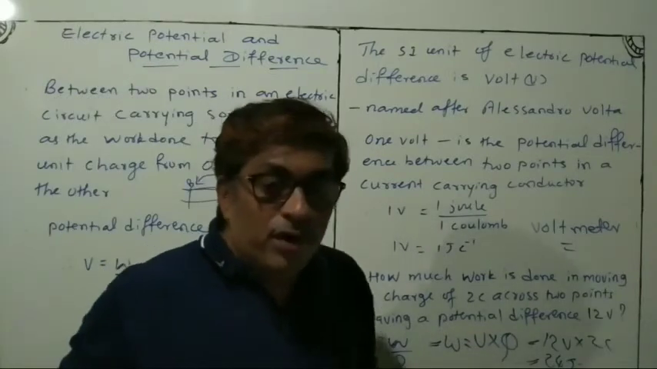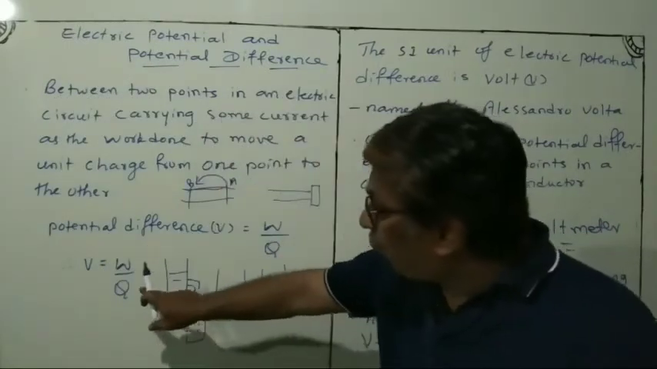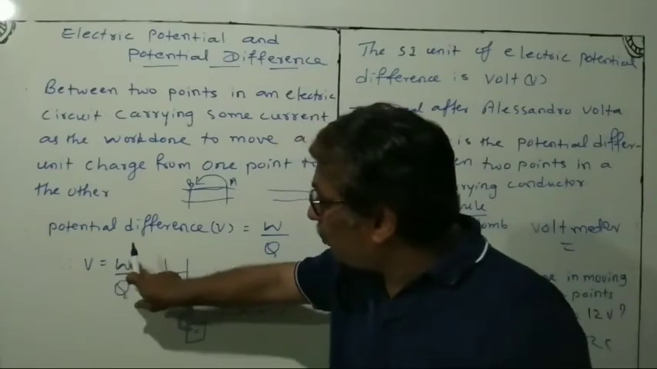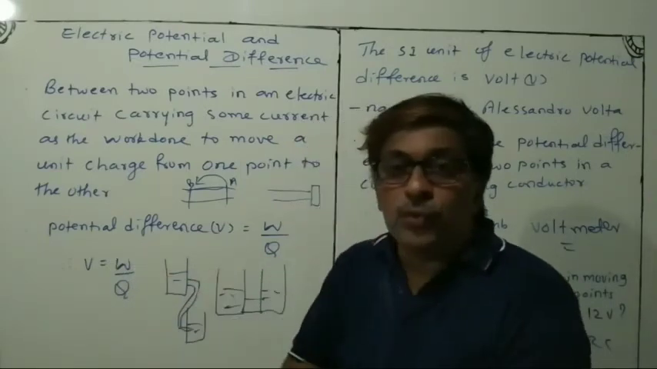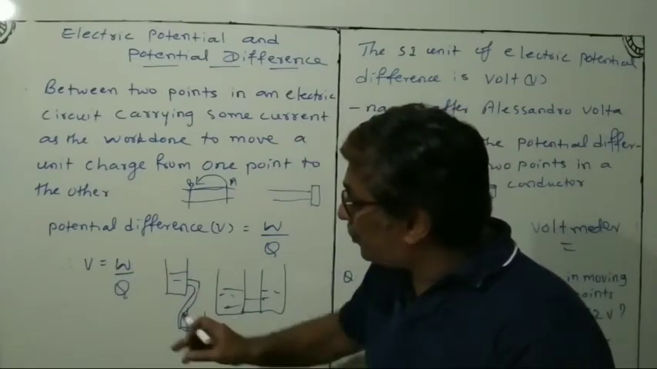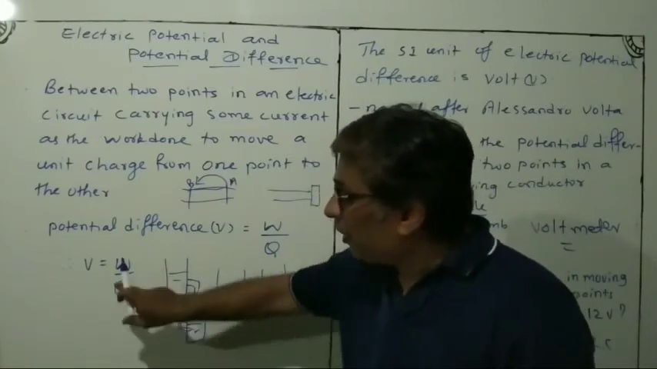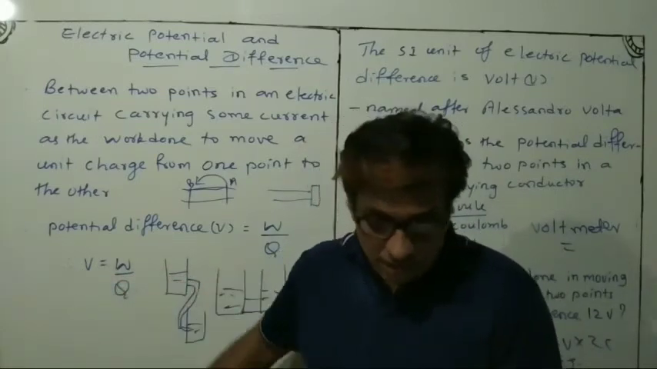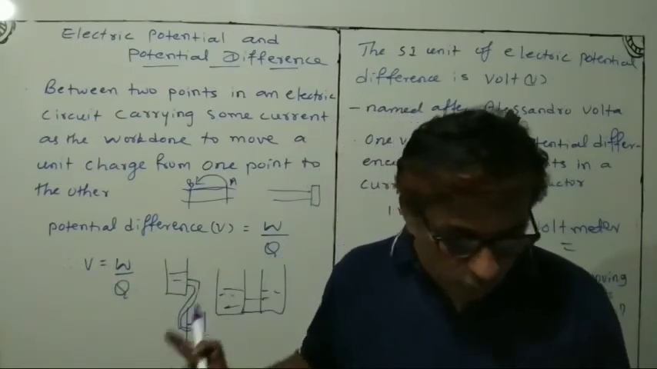The important point to remember here is that potential difference is equal to W upon Q, and this is denoted by V, which we call the volt.